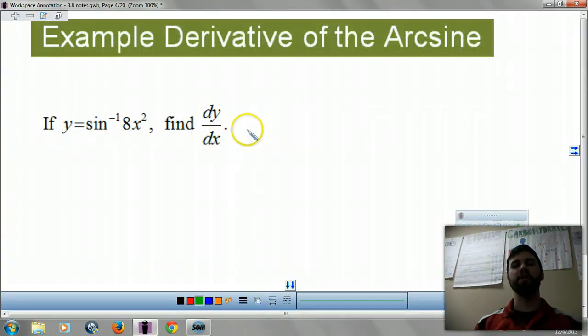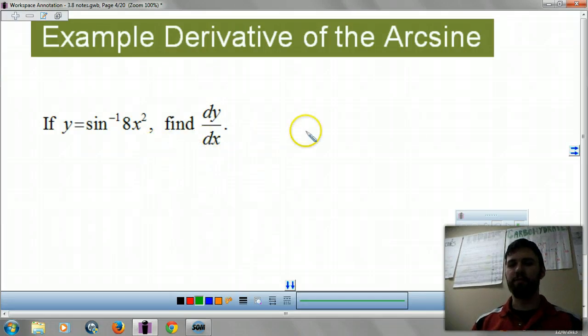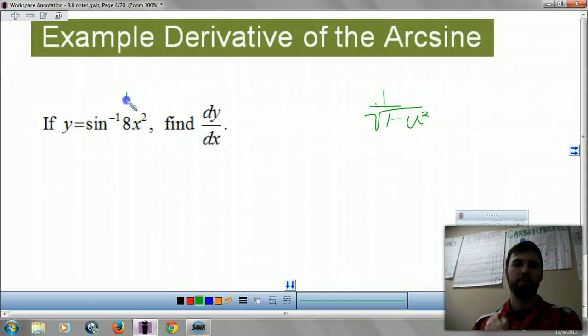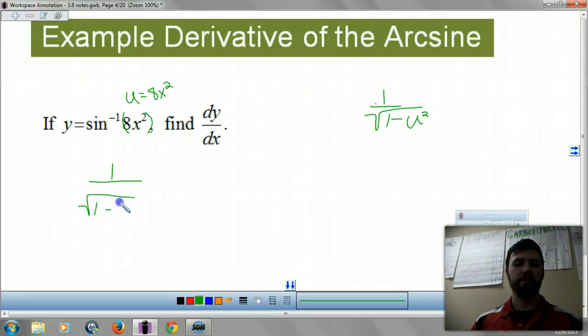So we have to find the derivative of sine inverse of 8x squared, right? In order to do so, I need to remember that my derivative of sine inverse is 1 over square root of 1 minus u squared. For this one, my u is 8x squared, that's what I'm taking the sine inverse of. So I go 1 over square root of 1 minus 8x squared, squared. Am I done?